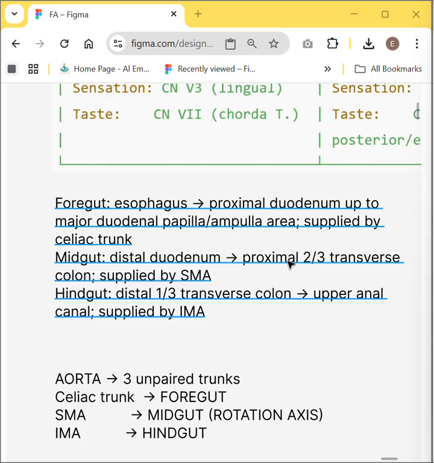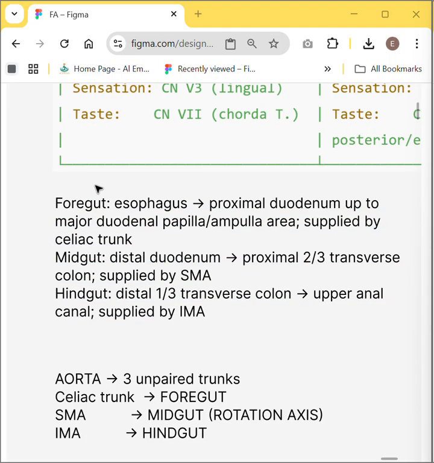Then you have something called the hindgut. The hindgut is basically the distal one-third of the transverse colon. It starts off from there and continues up until the upper anal canal. Sorry, I got a little confused. This is supplied by the inferior mesenteric artery.